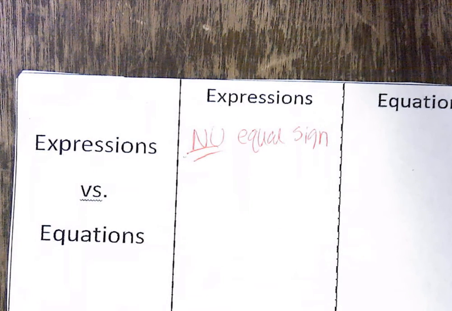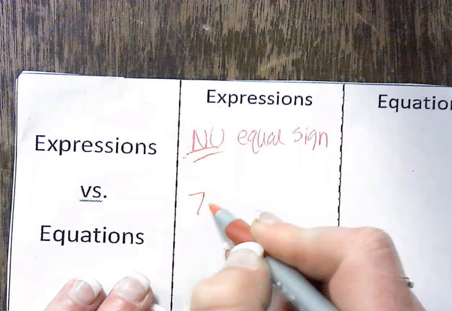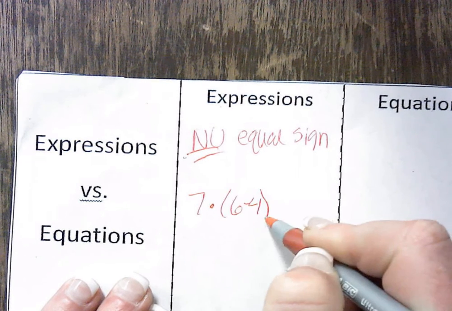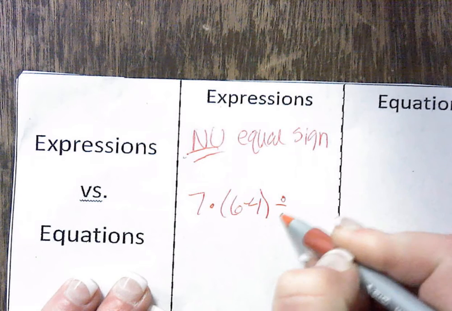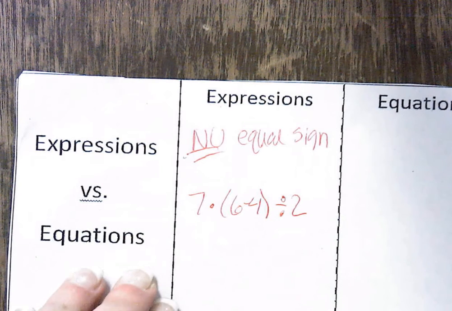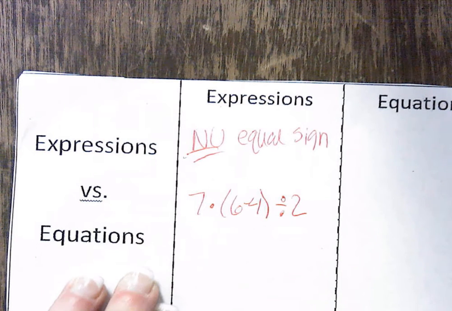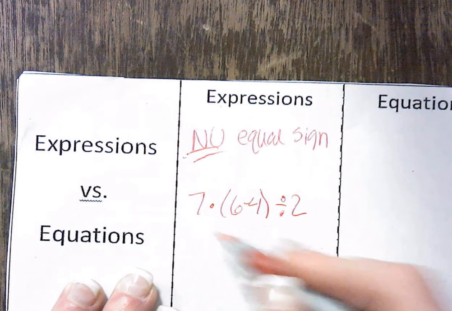So, for example, if I had this, 7 times 6 minus 4, divide by 2. I would call this an expression because there is a math problem there, but there is no equal sign. So since we have this expression, let's go ahead and solve.